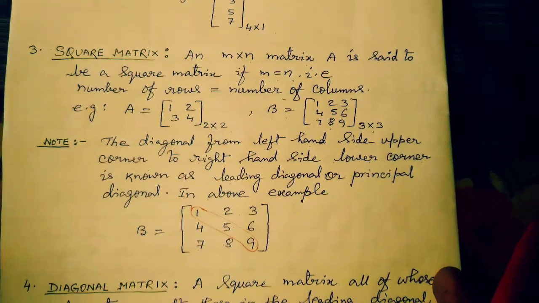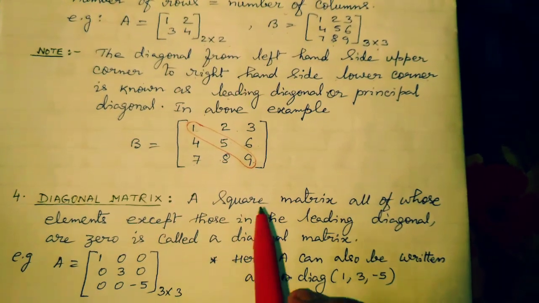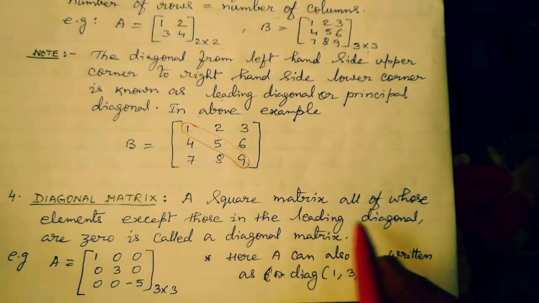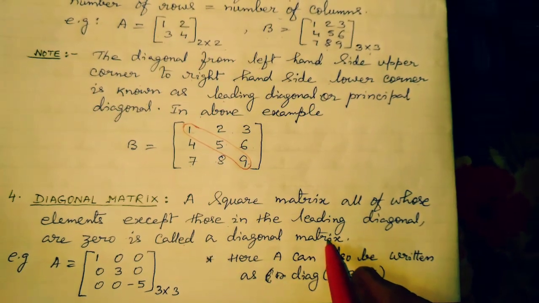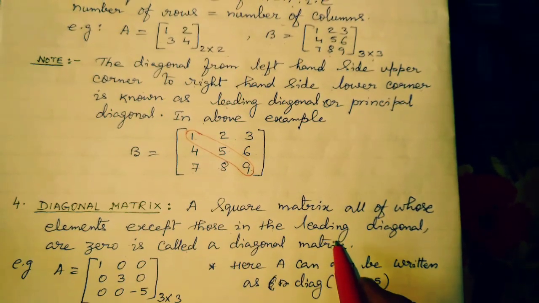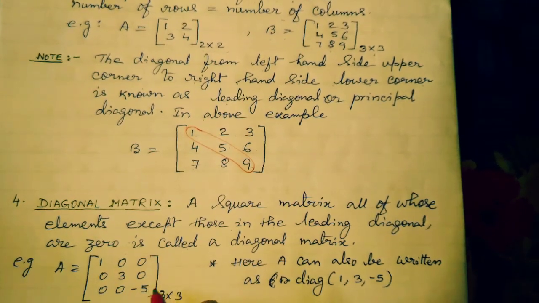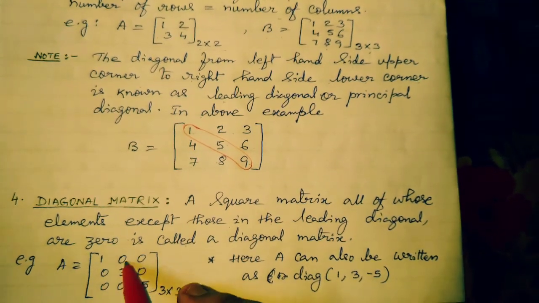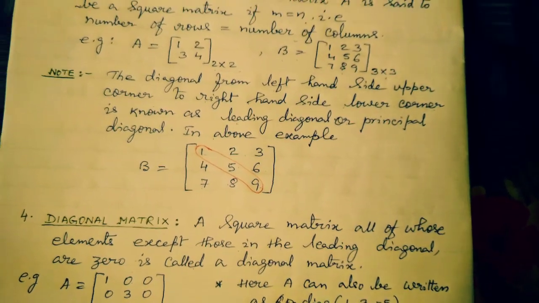Clear, student? The next part is the diagonal matrix. So what do you mean by diagonal matrix? A square matrix all of whose elements except those in the leading diagonal are 0 is called a diagonal matrix. Except the leading diagonal, the rest of all the elements are 0. You'll see the example over here. In this example, this is the principal diagonal. Except these diagonal elements, the rest of all the elements are 0. That is why this is called a diagonal matrix.